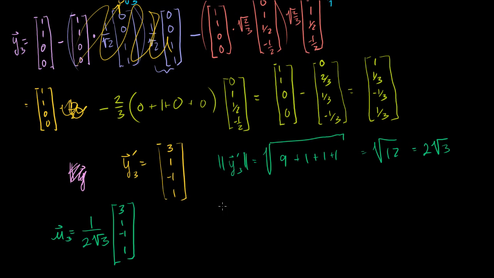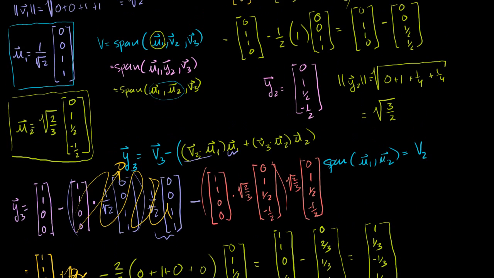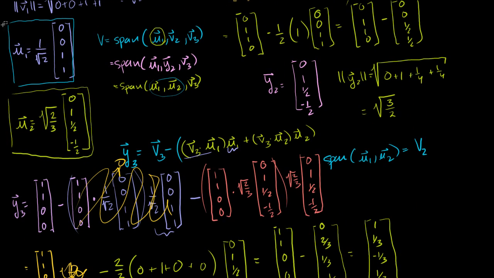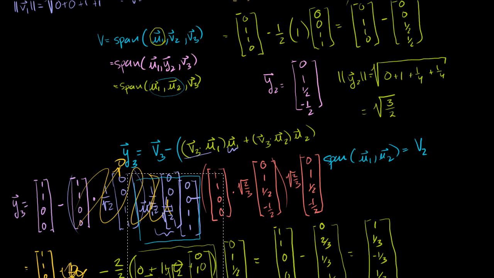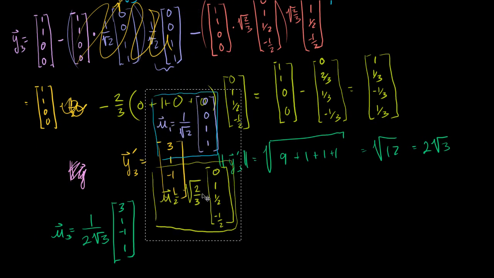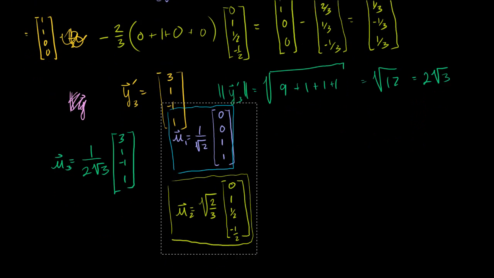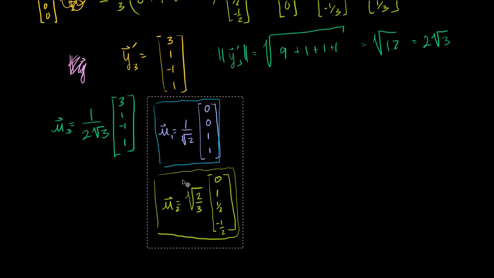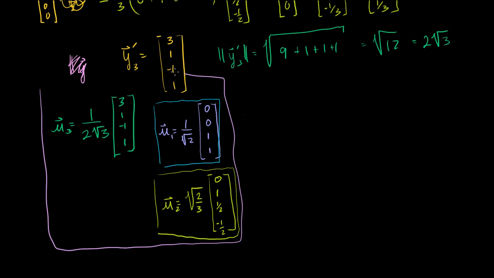And then we're done. An orthonormal basis would be this guy, and let me take the other ones down here, and these guys. If I have a collection of these three vectors, I now have an orthonormal basis for V. These three right there, that set is an orthonormal basis for my original subspace V that I started off with.